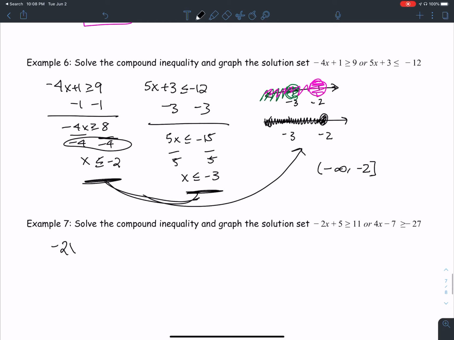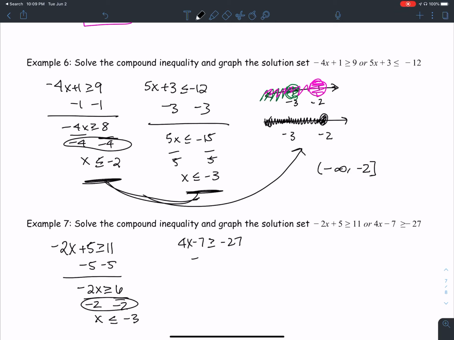Here we go. Negative 2x plus 5 greater than or equal to 11. Subtract 5. Negative 2x greater than or equal to 6. x is less than or equal to, ooh, I divided by a negative, almost didn't catch it, less than or equal to negative 3. All right, 4x minus 7 greater than or equal to negative 27. Add 7. 4x greater than or equal to negative 20, divide by 4. x is greater than or equal to negative 5.